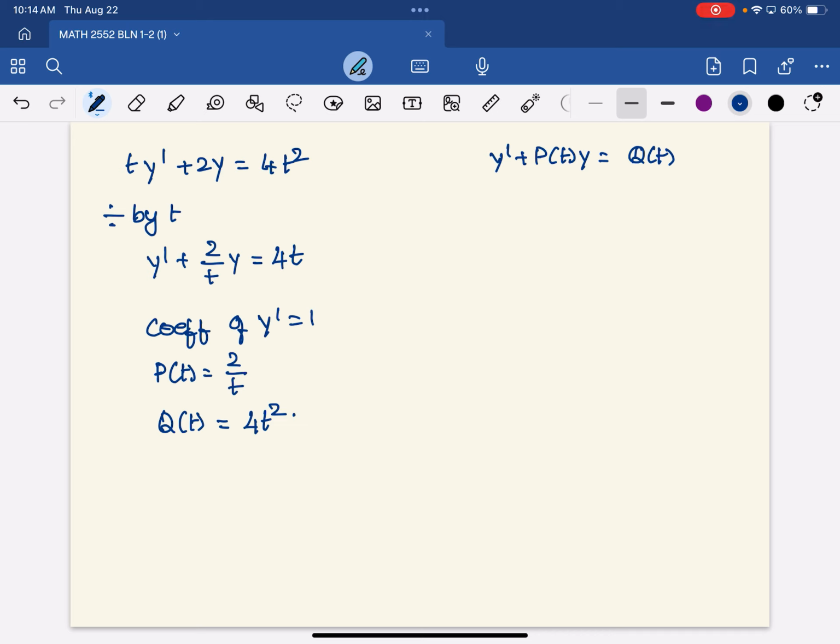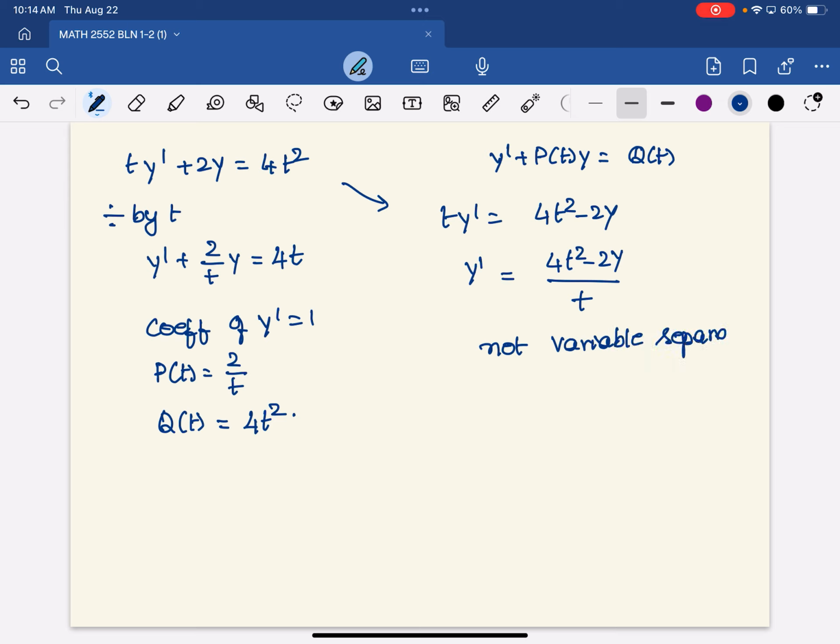Why? If you write it out, you get t y prime equals 4t squared minus 2y. And if you isolate y prime, it's going to be (4t squared minus 2y) divided by t. You will never be able to bring the y terms to one side and the t terms to the other side. So it's not variable separable.